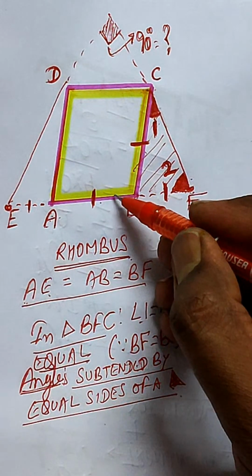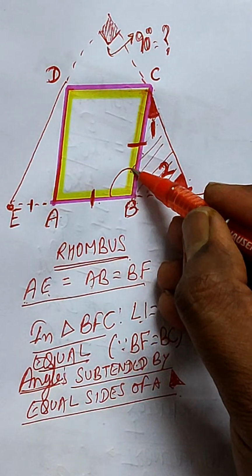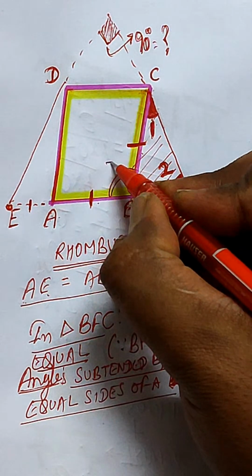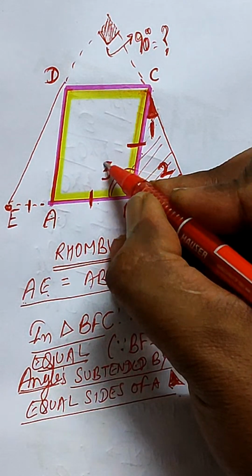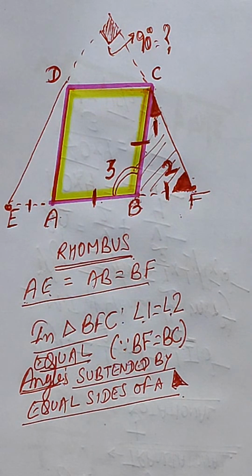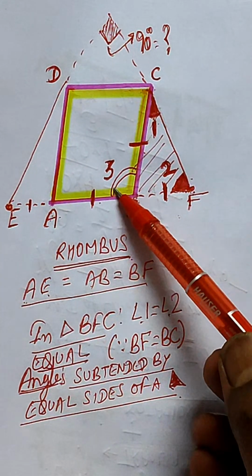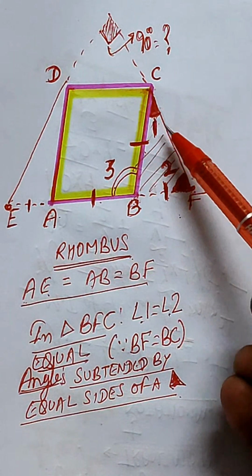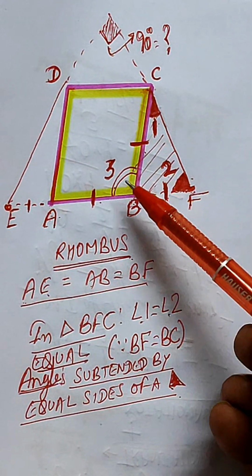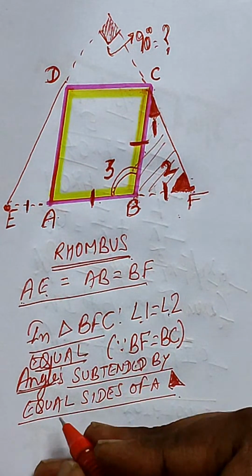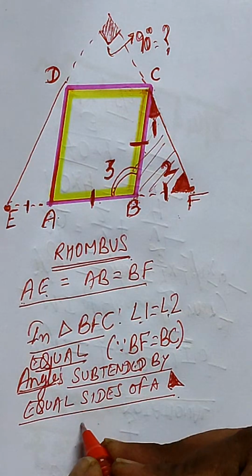And students, if this angle is, let's say, angle 3, and you know that any exterior angle is equal to the sum of the interior opposite angles, so we can say that angle 3 is equal to angle 1 plus angle 2. I'm not writing the theorem over here, I am writing directly.